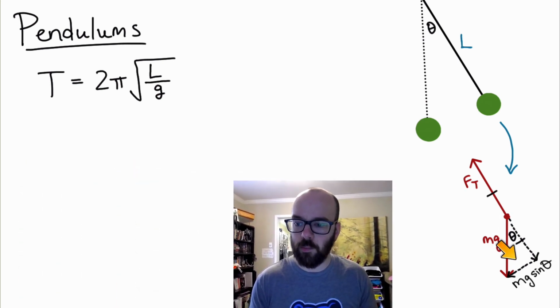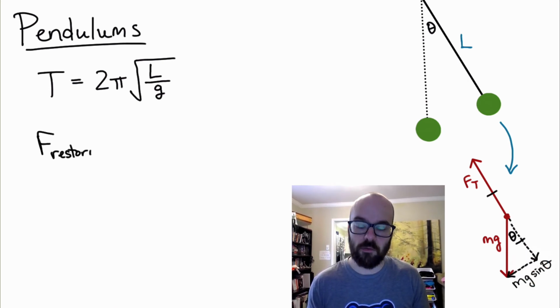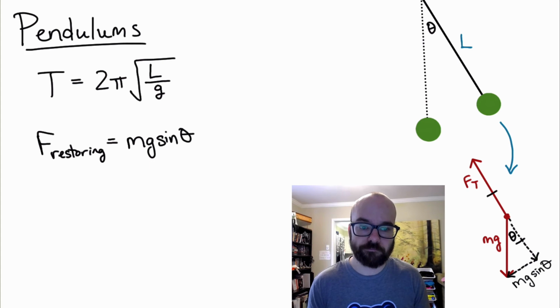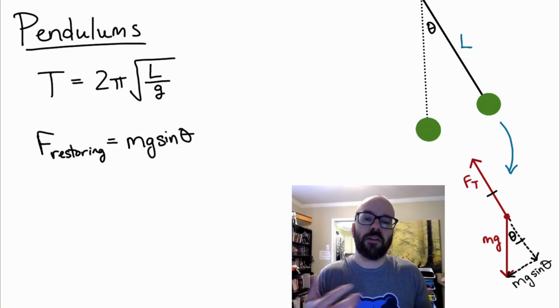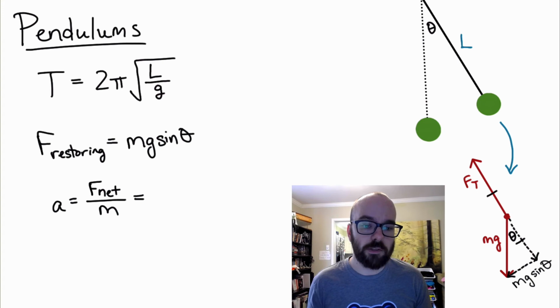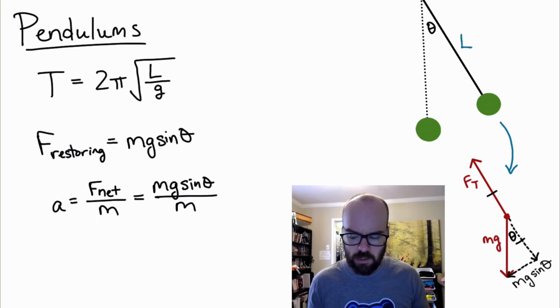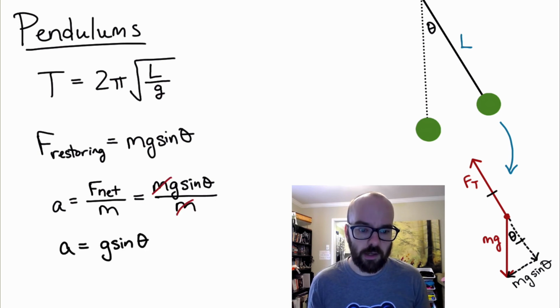So that's the only part of this force that's unbalanced. That's going to be our net force, or what we call the restoring force here. That equals mg sine theta. Now, what if you want to know how all these things affect the acceleration? Well, we can just use Newton's second law. a equals F net over m. We'll substitute in mg sine theta for F net. You'll see there's m and m, so the m's will cancel out, and we'll get acceleration equals g sine theta.